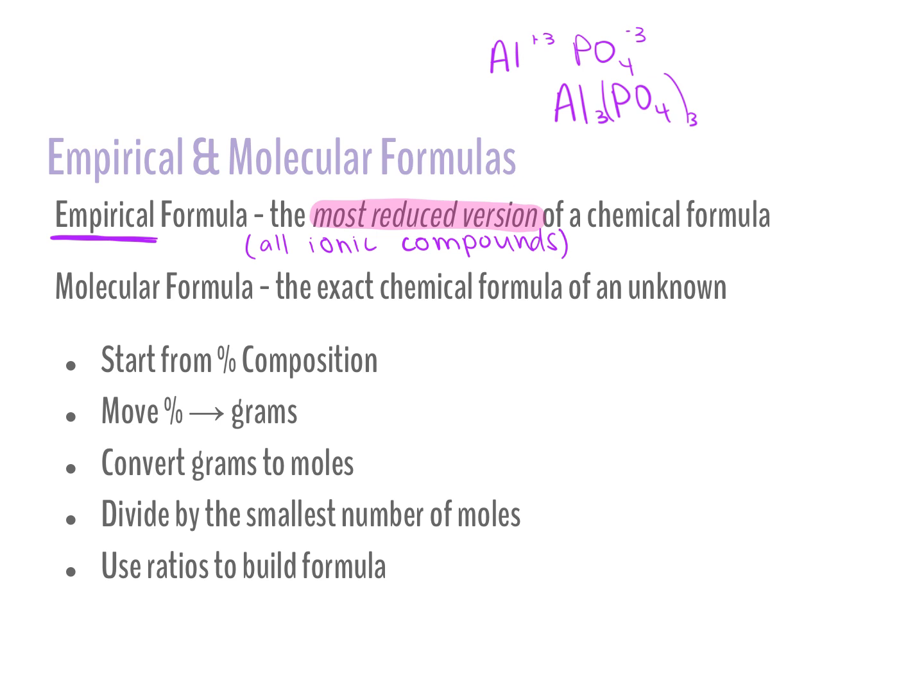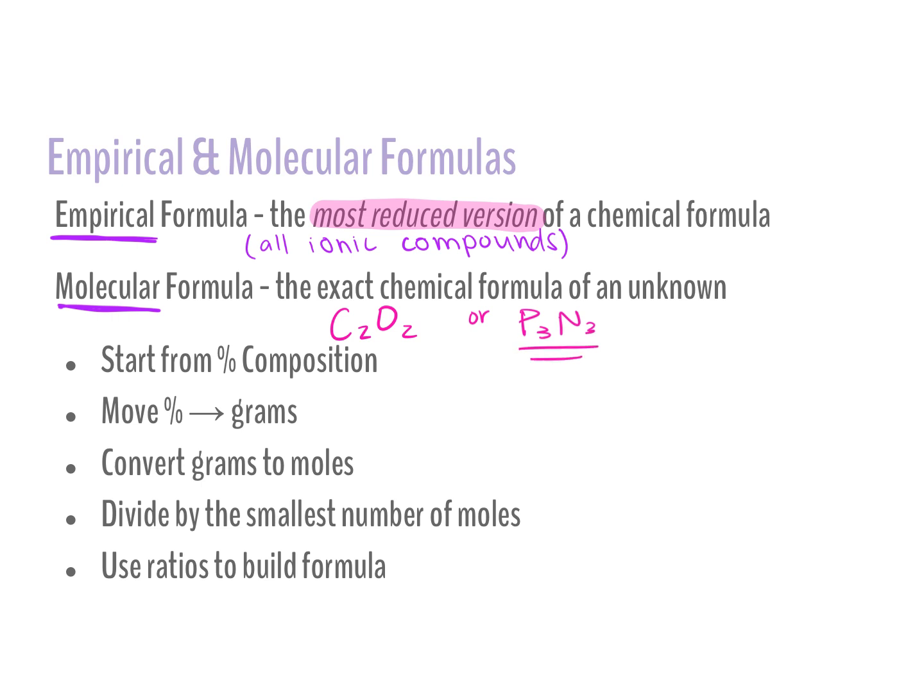So ionic formulas are always going to be considered empirical formulas. But a molecular formula, on the other hand, is the exact chemical formula of an unknown, which means it could be the most reduced version, or it could be a covalent compound that is non-reduced. So this might be C2O2 or P3N3, right? Those are examples of molecular formulas, and they are non-reduced.